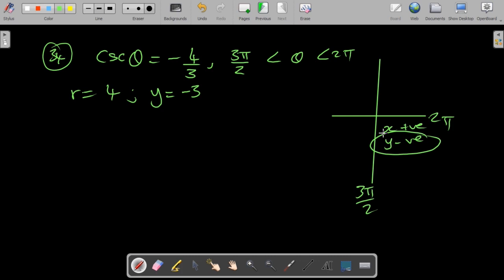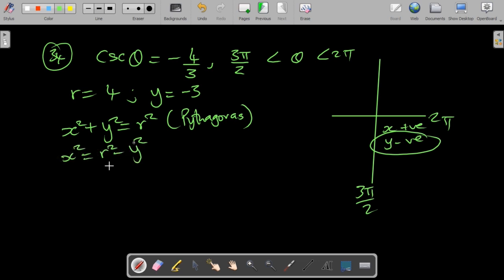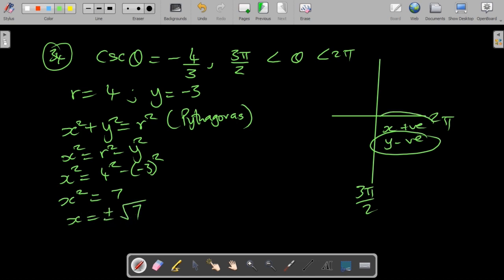Alright, so we now have this information and we can use it to find x via the Pythagoras theorem. Our x will be the square root of r squared minus y squared, which is 4 squared minus 3 squared. This is 16 minus 9, and that should give you 7. So x is plus or minus the square root of 7. And we know that x has to be positive, so we're going to take the positive one.